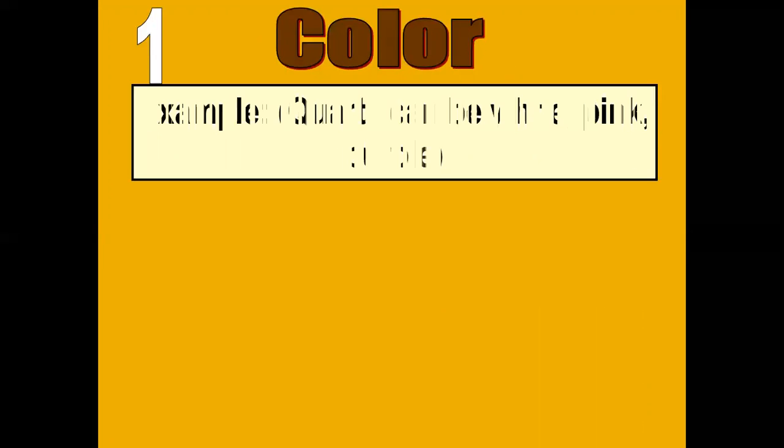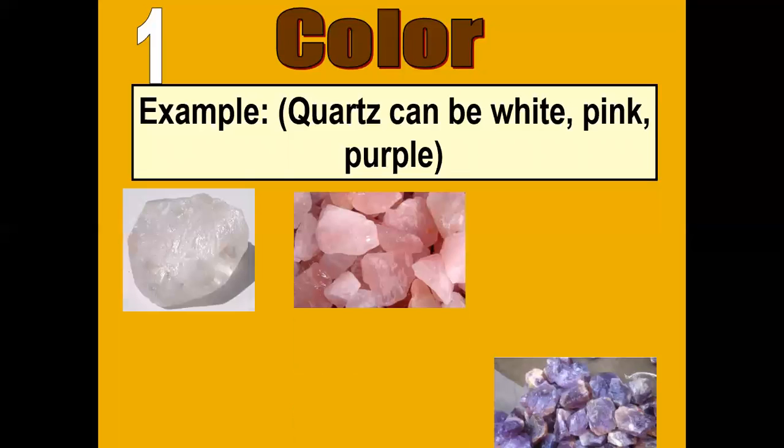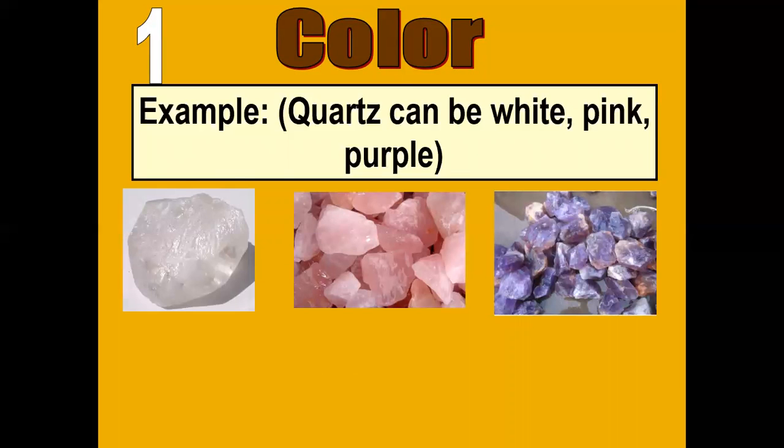And the other thing is an example of quartz. Not only can they be the same color, but they can also be different colors. What you're looking at here is quartz. They are all the same mineral, but you have a white, a pink, and a purple. So that could be a little confusing. So definitely not the most reliable source.